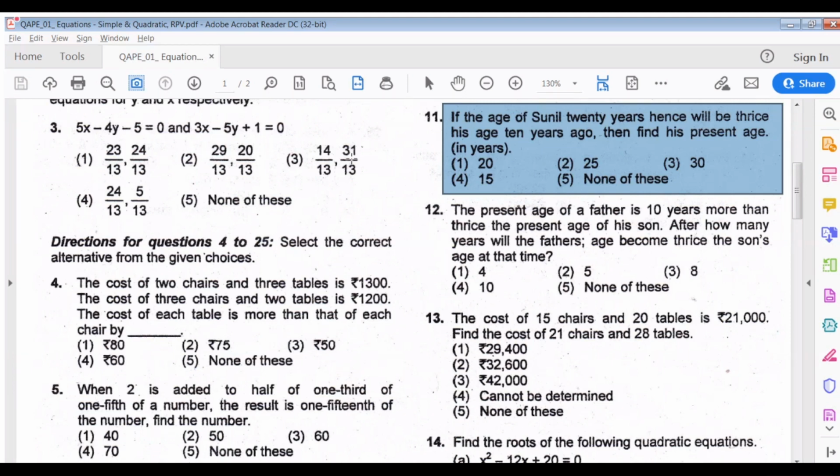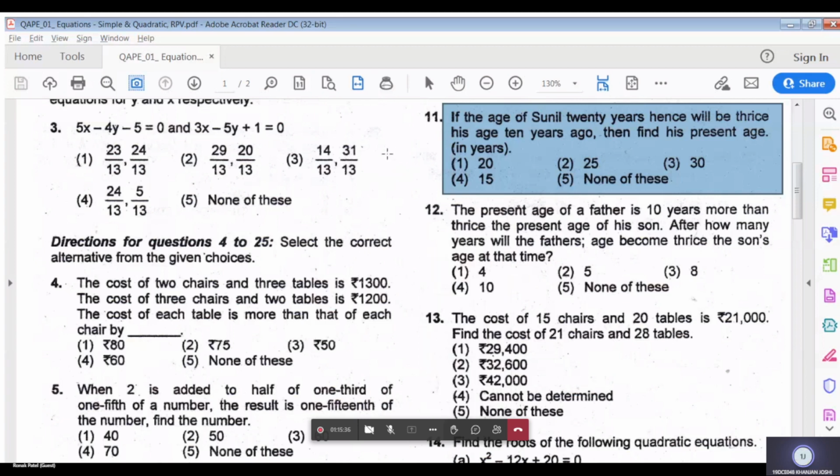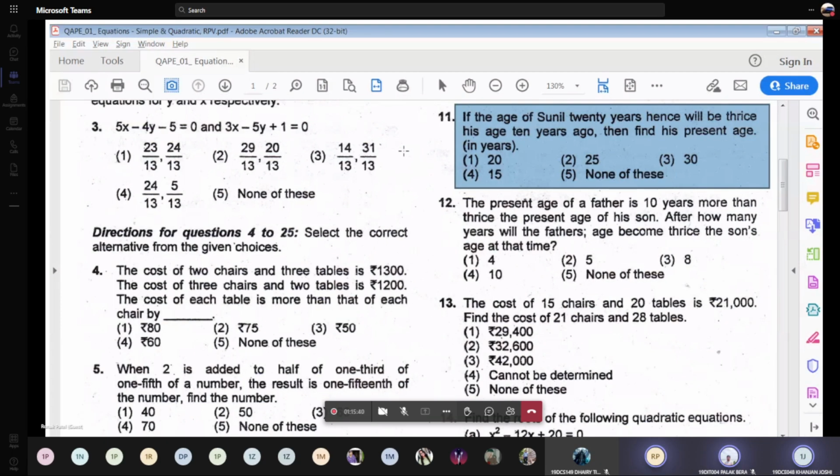25. Yes. Have you got that? Sir, if the age of Sunil is X, then X plus 20 is equal to 3 into X minus 10. Very good.